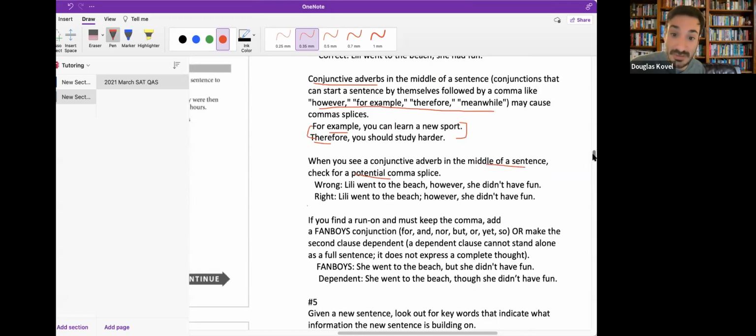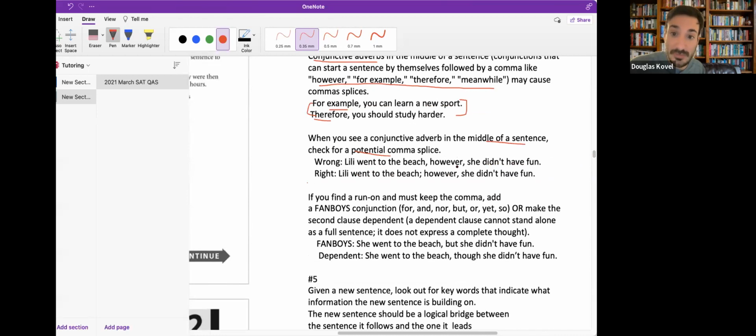So I'm just giving you one example here. This would be an example of a comma splice. "Lily went to the beach, however, she didn't have fun." So you notice "Lily went to the beach" could be an independent clause. But then "however, she didn't have fun" could be a new sentence, similar to, remember I said conjunctive adverbs could start a new sentence.